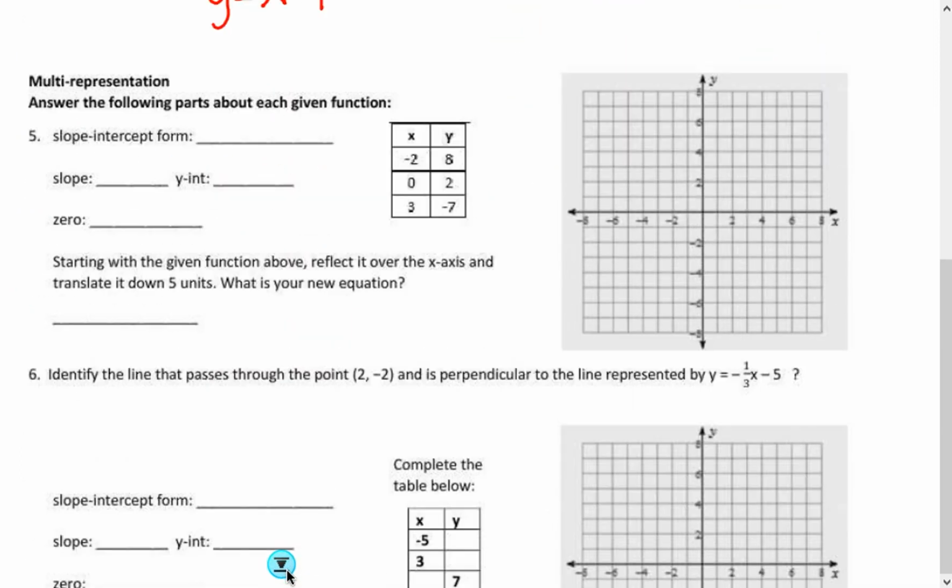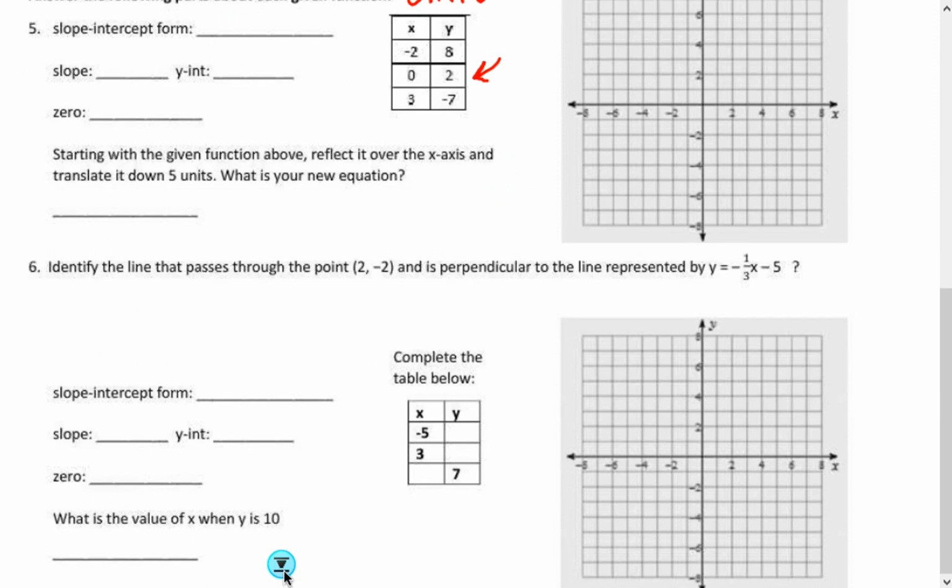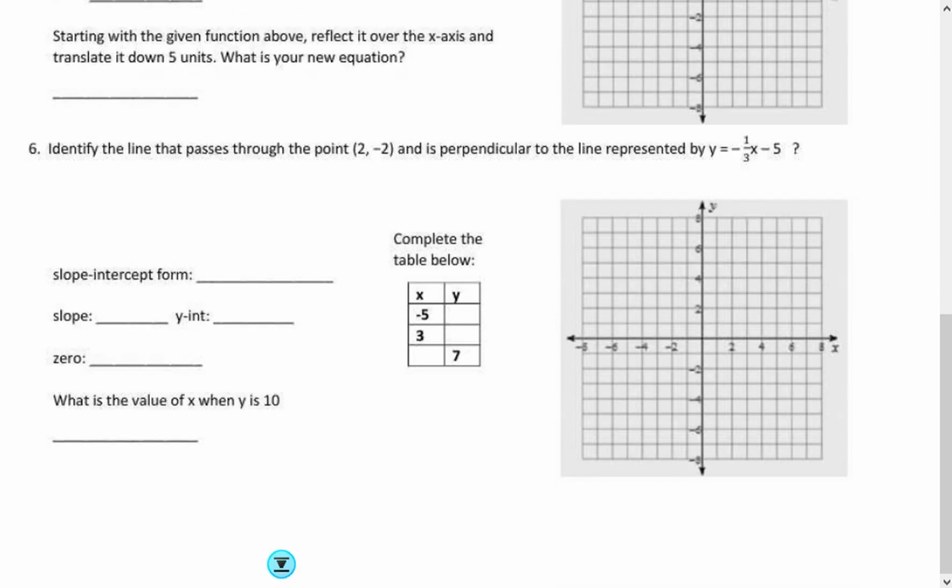Sliding down. Again, here on number 5, you can use your stat edit if you would like, or you can do it the old-fashioned way as well. Notice that they actually did give you a y-intercept there. I'm going to do number 6 with you. Identify the line that passes through this point and is perpendicular to the line represented by this.